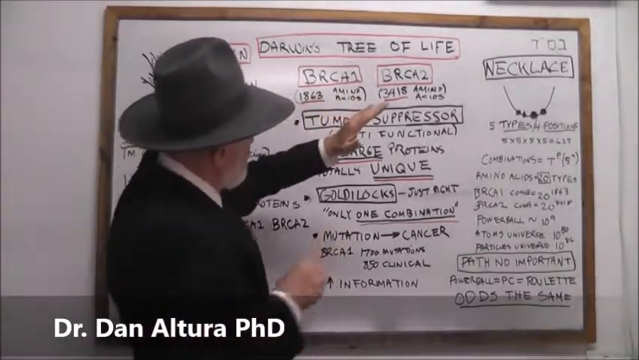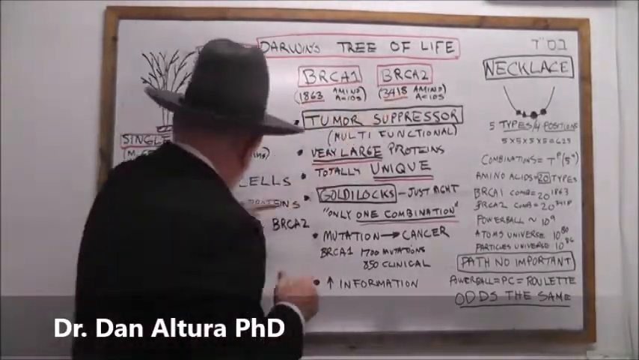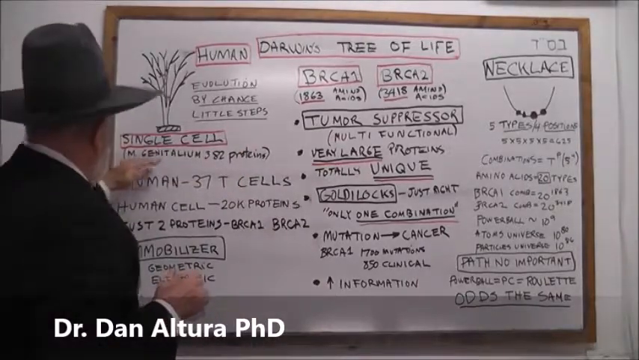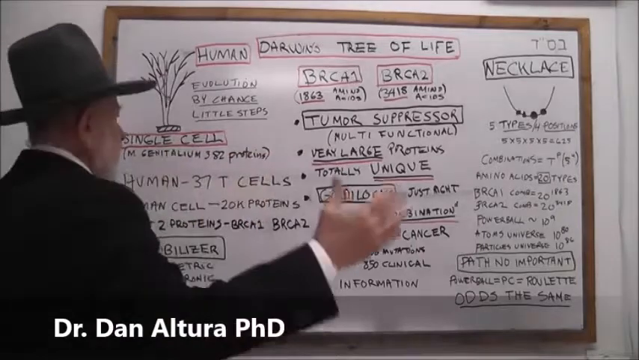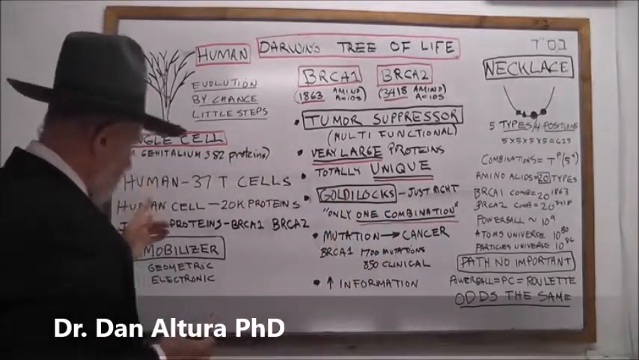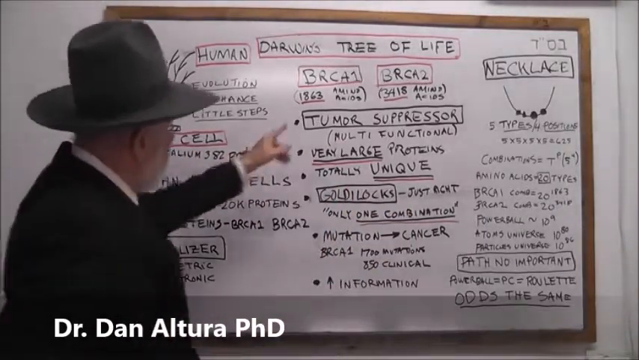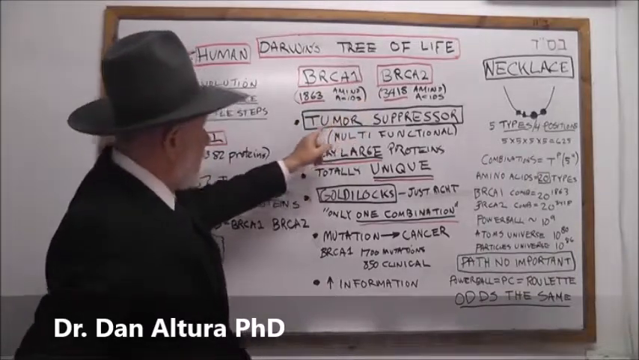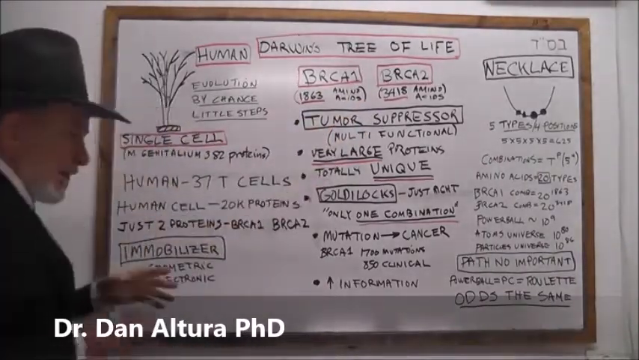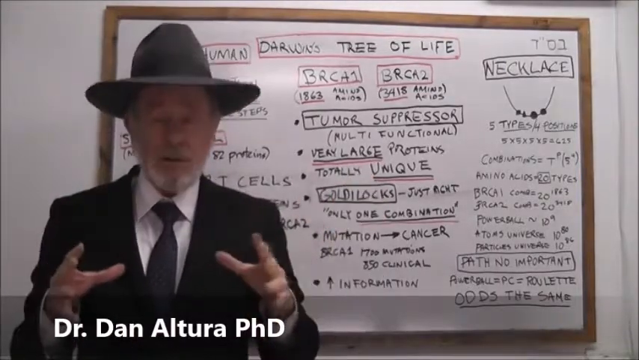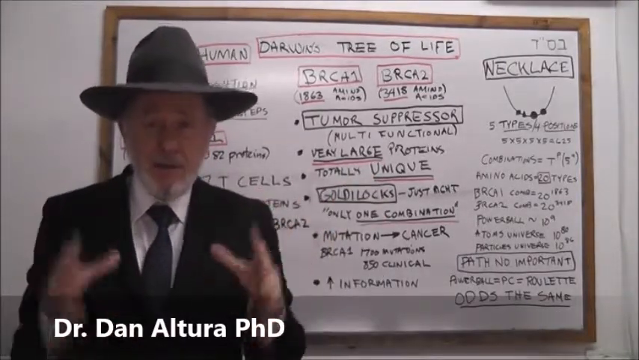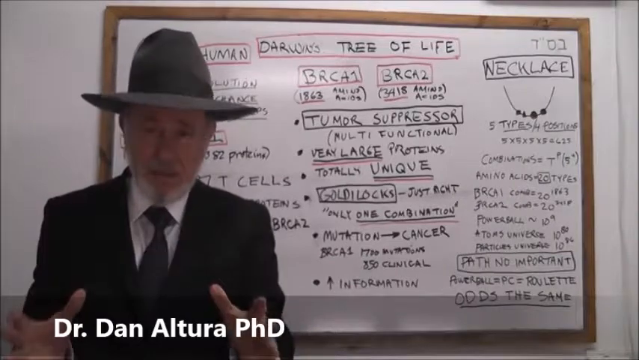Now, if that's the case, we can make the following assumption beyond that. BRCA1 and BRCA2 are very complex proteins. This M. genitalium has very simple proteins, has no large complicated proteins. That's number one. Number two, the BRCA1 and BRCA2 are tumor suppressors. An individual cell does not need tumor suppression because an individual cell does not suffer from cancer.